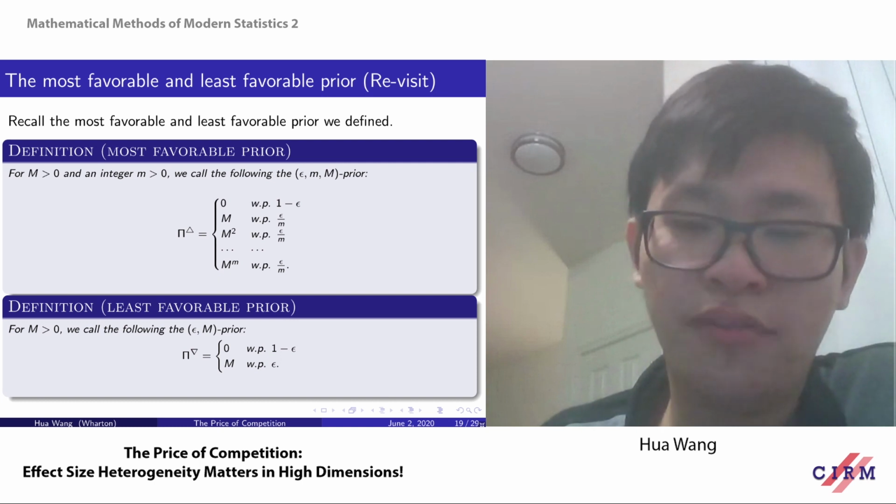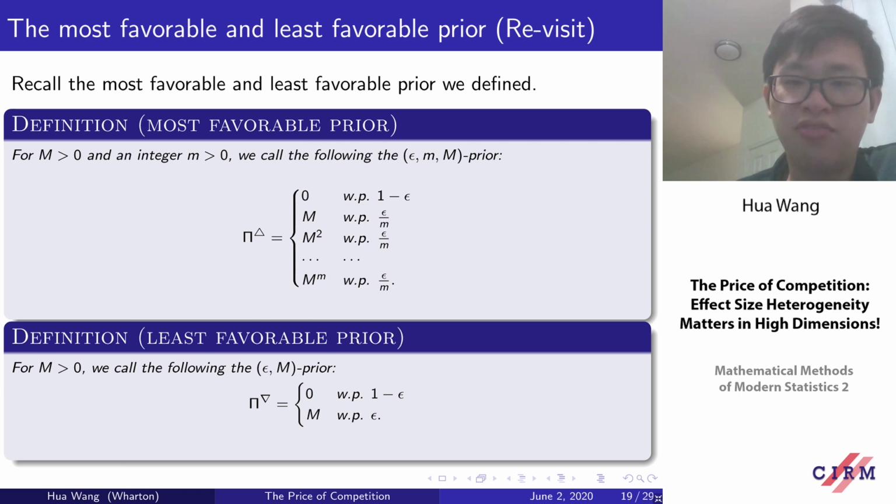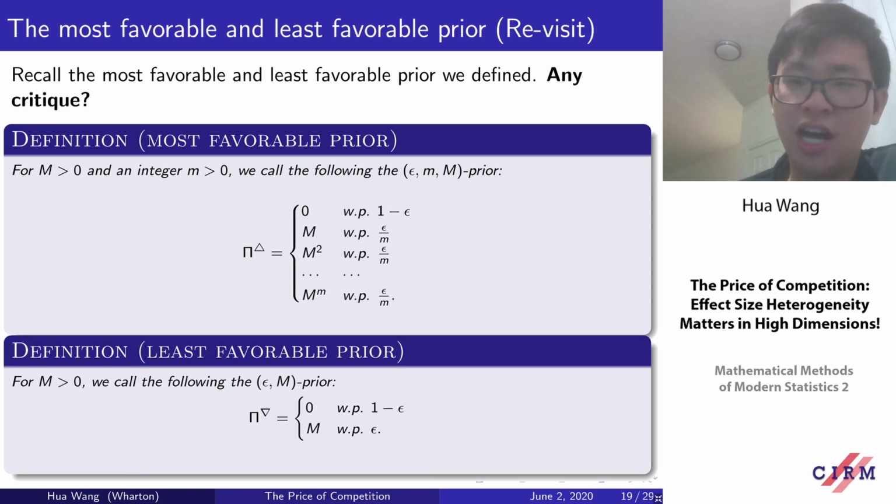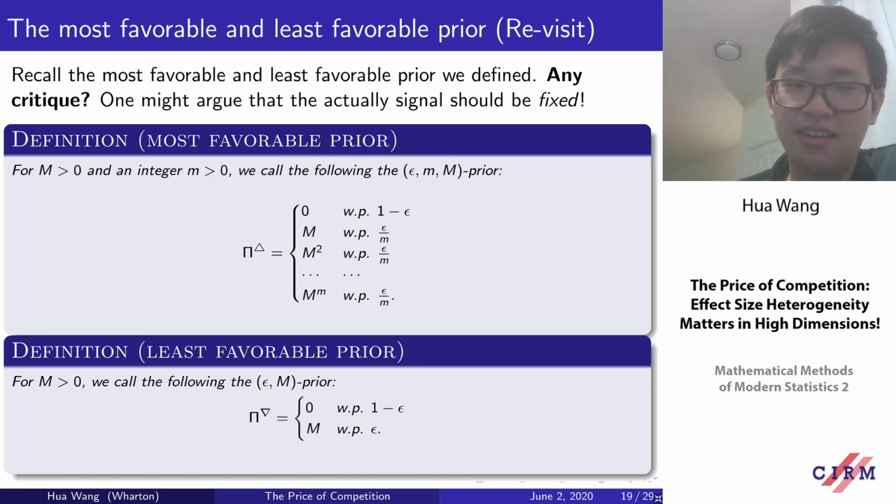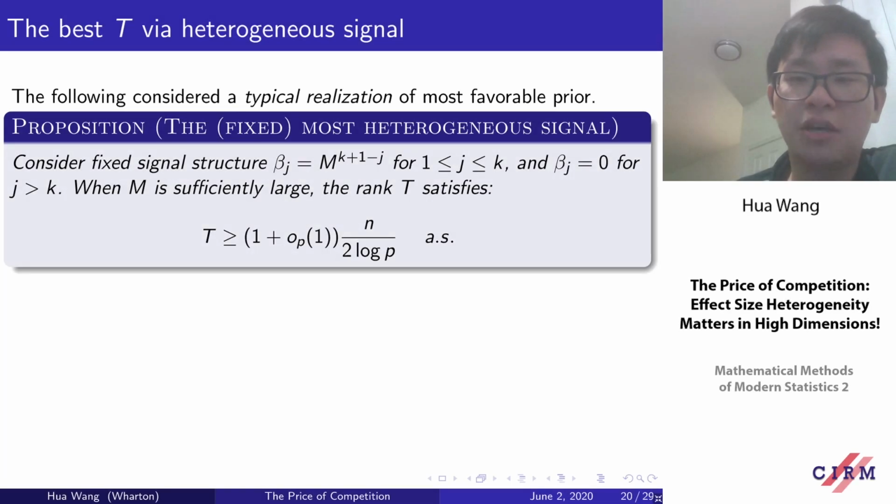Let us review our definition of the most favorable and least favorable prior. One may have many critiques about those priors, and among them, a typical critique is that actual signals are not at all randomized, but should be fixed. So let us consider some fixed signal instead of some randomized prior. The fixed signal that I will consider is a typical realization of our most favorable prior. That is to say, we will consider the beta that has only K true signals, each having very different magnitude.